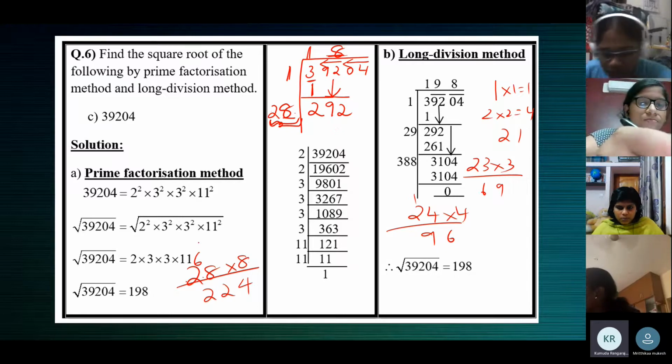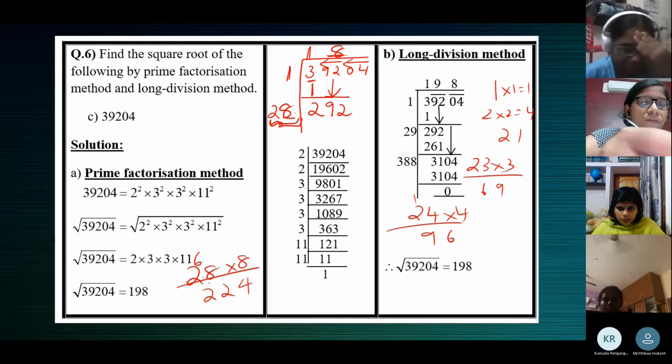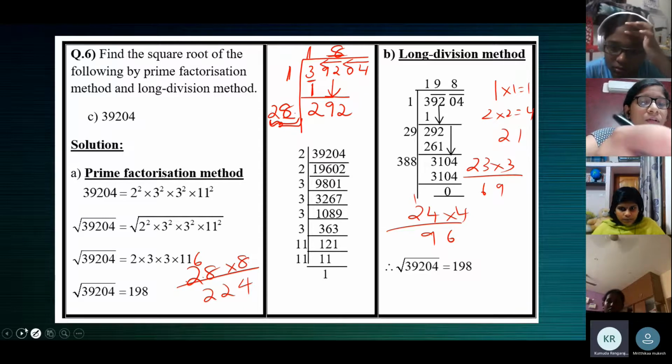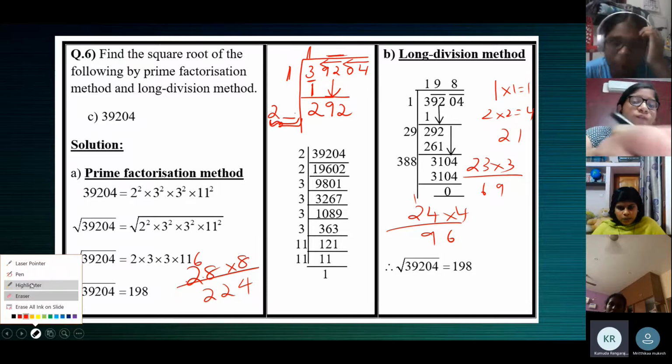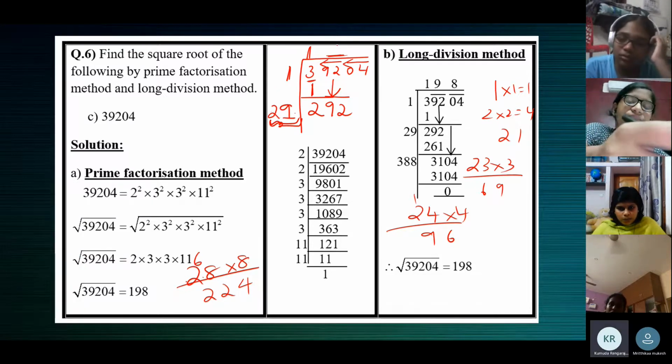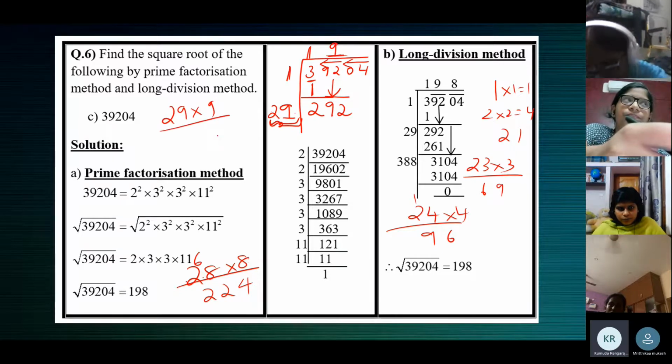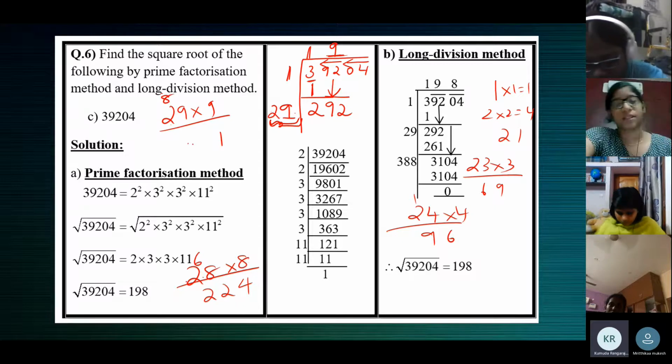So you have to try 29 into 9. 28 into 8 is 224. It's close to 292, but we have to try 9 also. So 29 into 9: 9 nines are 81, 8 carry over. 9 twos are 18. 18 and 8 is 26.